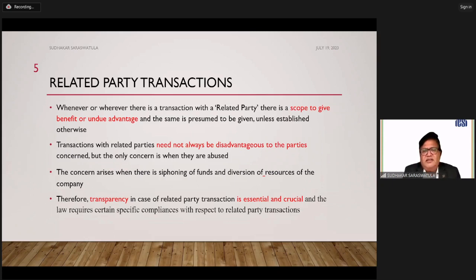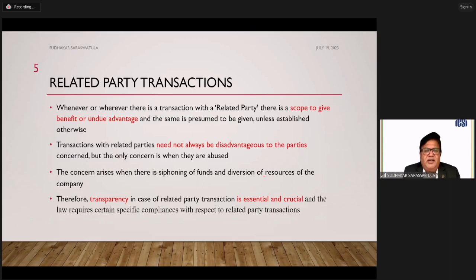But where a related party relationship exists, since there is a scope for abusing that relationship, it is to be established that such abuse has not taken place. The concern arises when there is siphoning of funds and diversion of resources of the company. Overall, if at all any such thing takes place, it might be in 5 to 10% of the companies, and more than 90% of the companies are compliant. But having said that, you cannot simply say that all these companies are well-governed, and wherever it is required, you need to establish it.